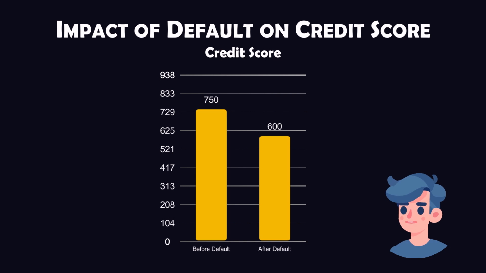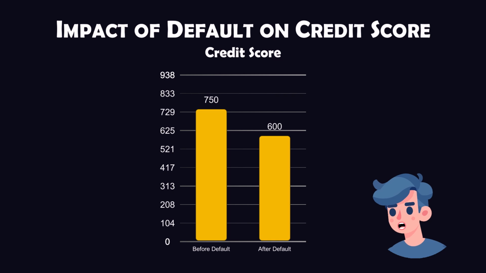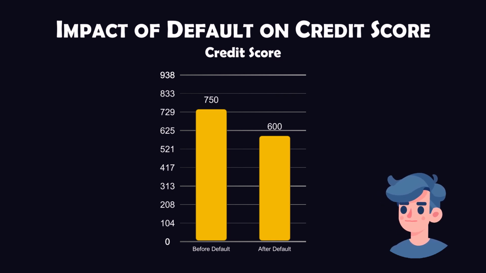Suppose a borrower with a credit score of 750 defaults on a loan. Typically, their score could drop by 100 to 150 points, entering the fair credit range.